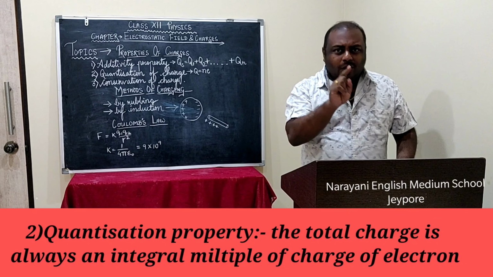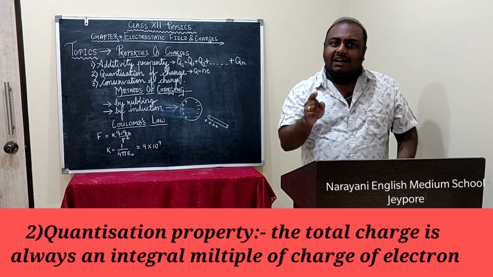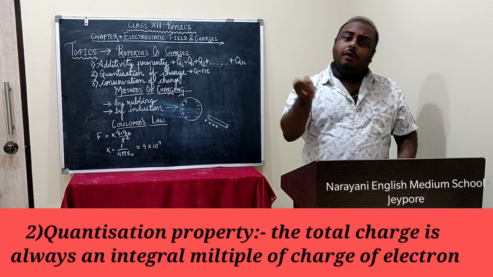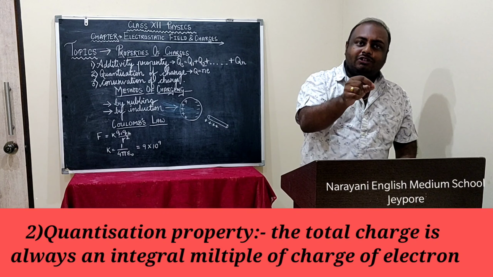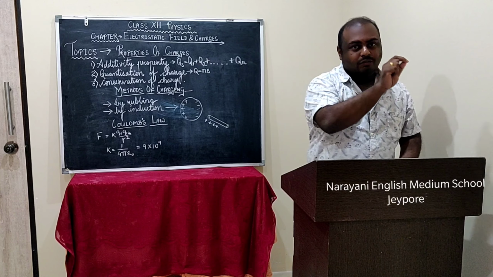So you can clearly observe a pattern here. The charge is either minus 1.6 or minus 3.2 or minus 4.8, and if you add one more charge it becomes minus 6.4.